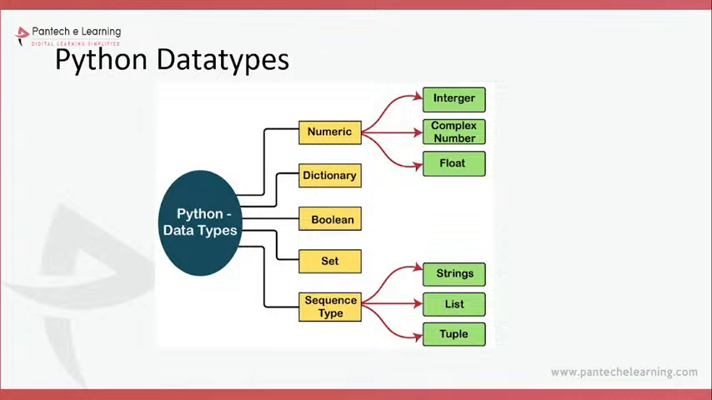And coming to the next, boolean. Boolean means, as we all know, zeros or ones, true or false, something like that comes under boolean.